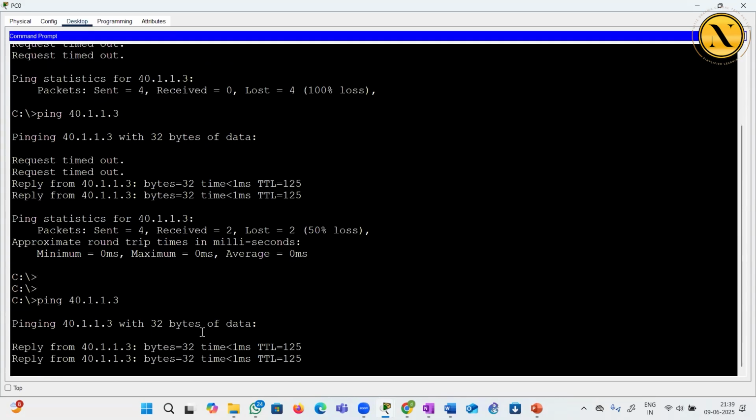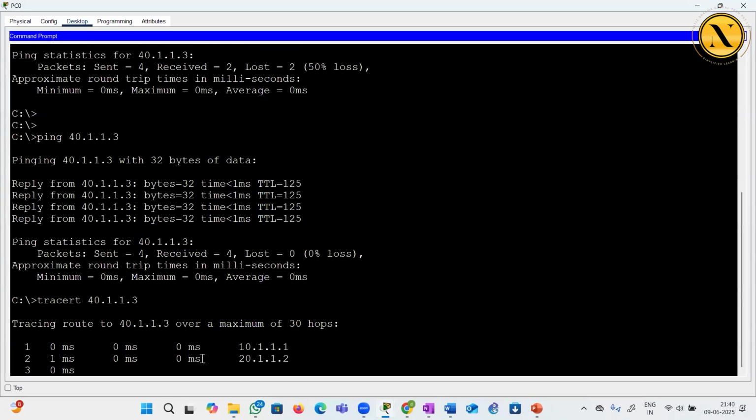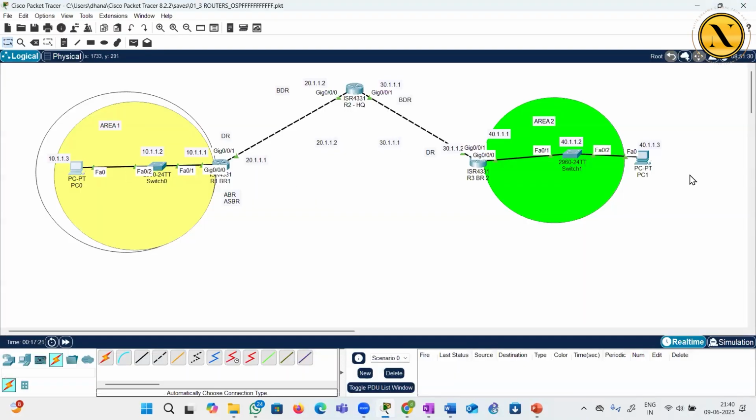Okay? So PC1 end-to-end communication is happening. It's pinging 41.13. If you give a command tracert 41.13, it will tell you how it goes. First, it will go to the default gateway. See that? 10.1. Then it goes to 21.2. Then 31.2. And then 41.3. So look, when the PC pings this PC, first it goes to 10.1, its default gateway. Then it goes to 21.2. Then it goes to 31.2. And then it goes to 41.3. Okay.